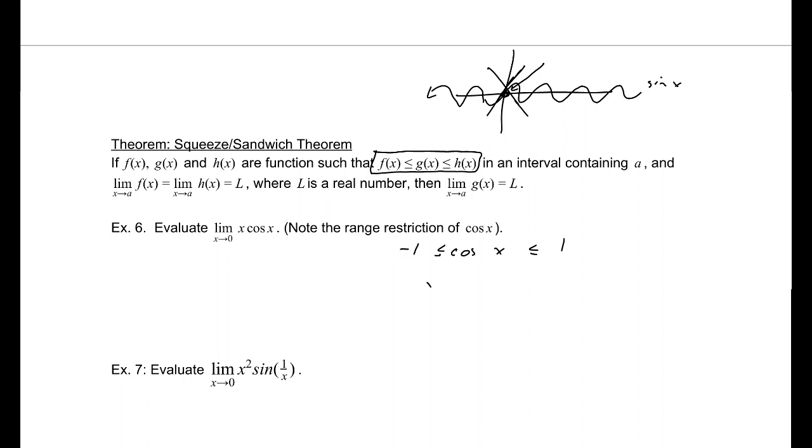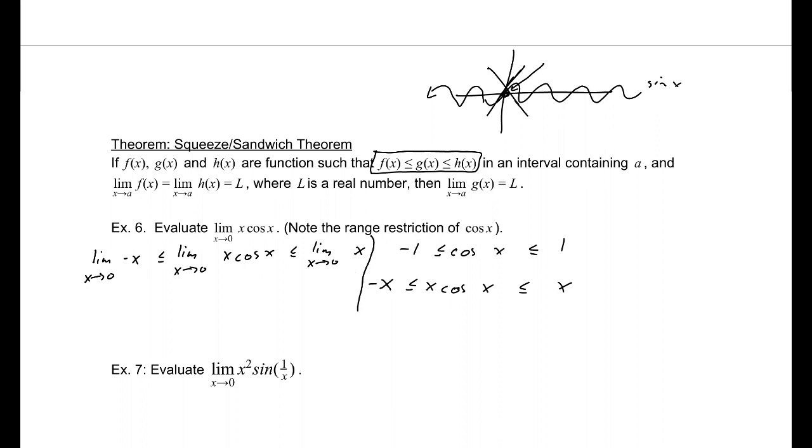Okay, cosine is between negative 1 and 1. That means that x cosine x is between negative x and positive x. Well, if you take the limit as x approaches 0 of both of those, okay, so because of that, the limit as x approaches 0 of negative x is less than or equal to the limit as x approaches 0 of x cosine x, which is less than or equal to the limit as x approaches 0 of x. Okay, so because of the scratch work we have over here, that must be true.